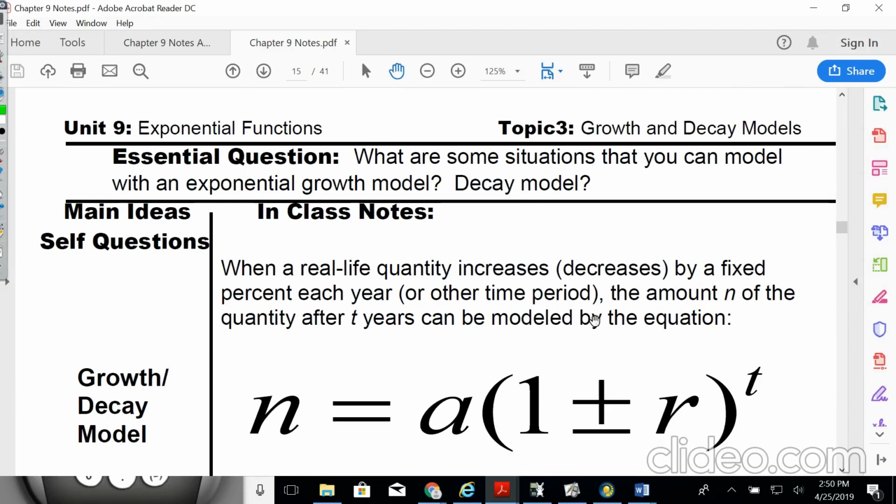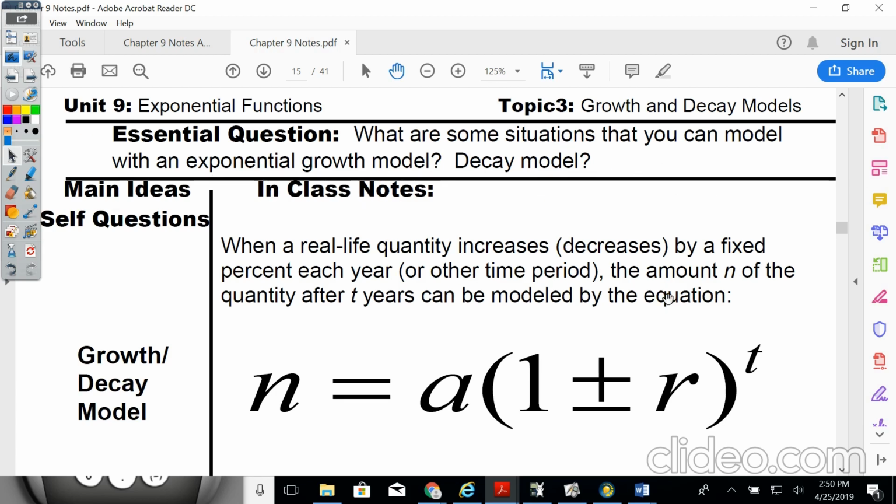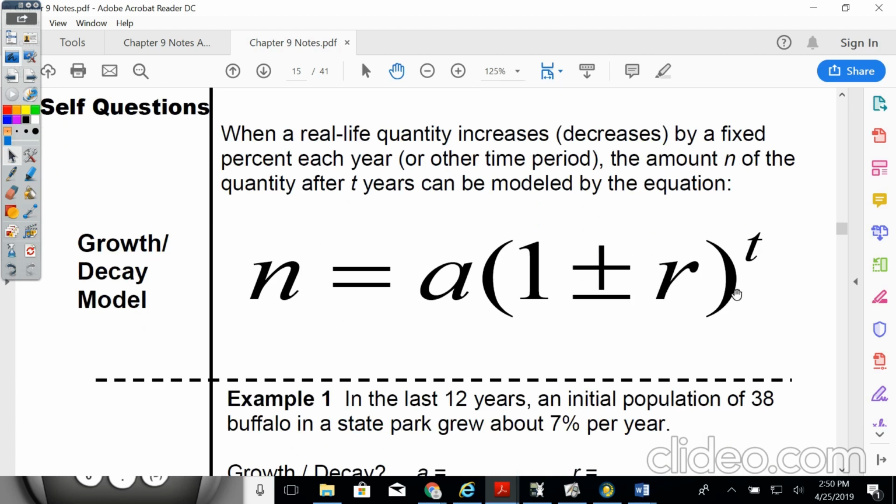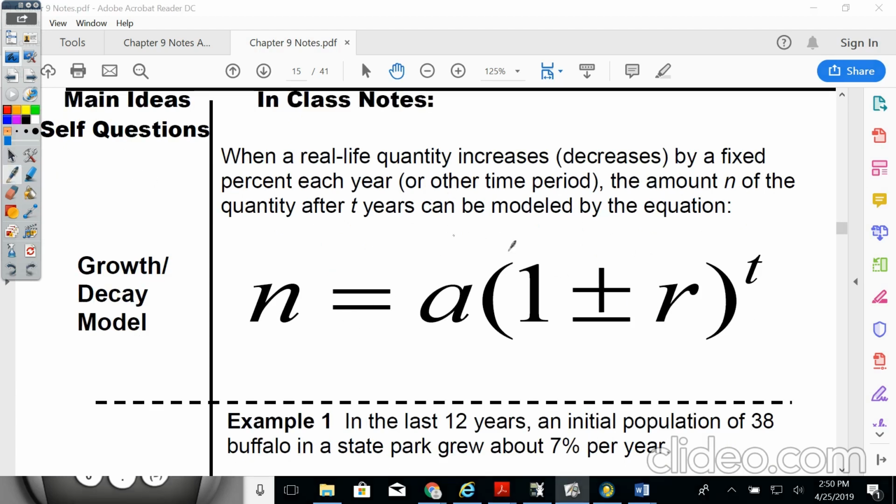All right, the unit that we will begin today, continuing Unit 9, we are doing Topic 3, Growth and Decay Models. So what are some situations that you can model with an exponential growth and then with an exponential decay model? So this formula right here is actually two different formulas in one.